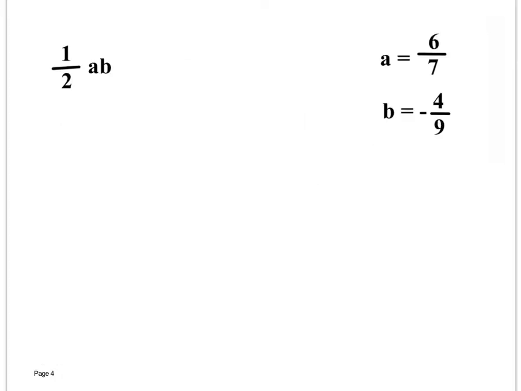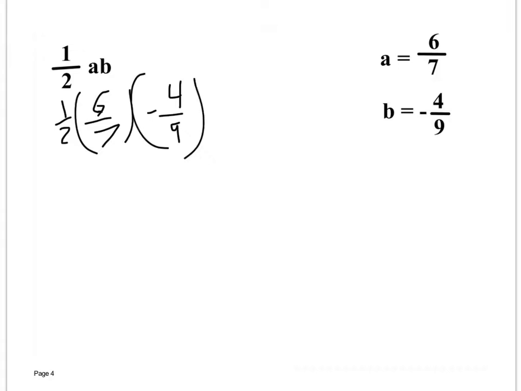Alright, you might be given a problem like this. Write this down. So what I do is I change A to 6/7, and I change B to -4 over 9. I know my answer has to be negative. And then what I do is I just work it out.